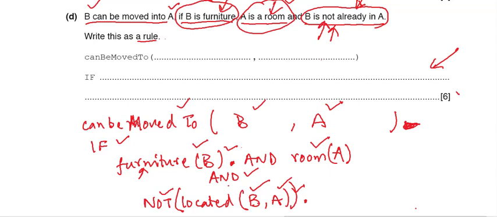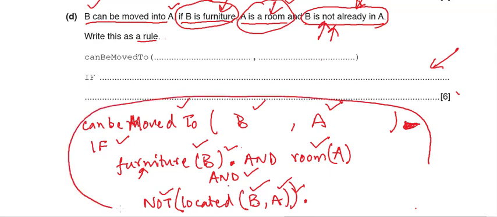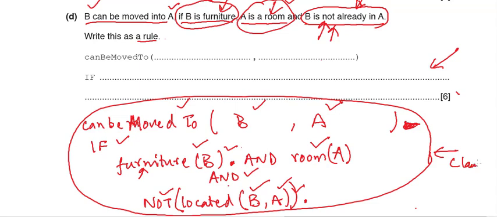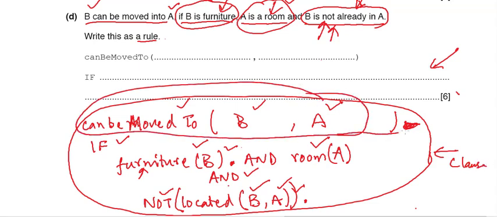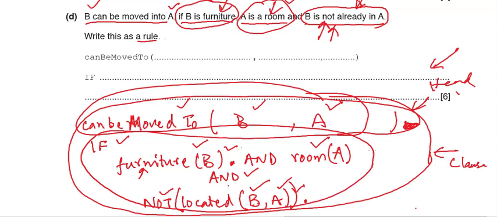So just remember that writing rules is fairly straightforward. We can just take a careful examination of our knowledge base and we can write down our rule. Okay, one final thing, just a reminder: this whole thing is a clause. This part here, parenthesis included, is the head of the clause, and this part here is the body of the clause.